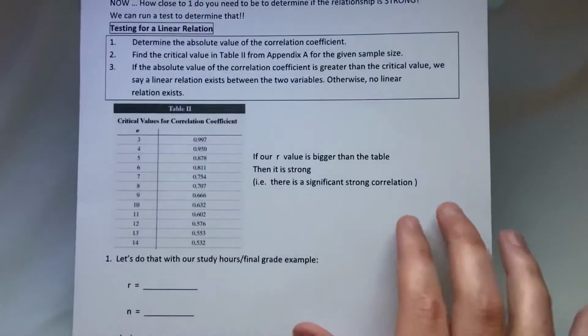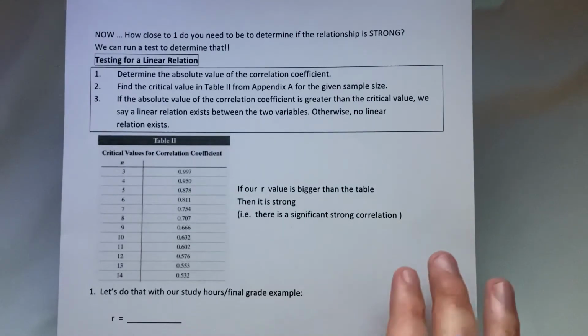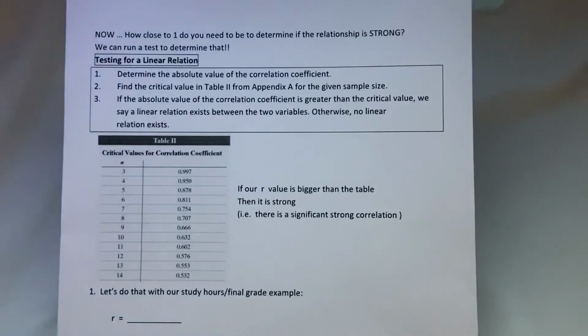Now, how close to 1 do you need to be to determine that there's a strong relationship? There's a test to determine that. So testing for a linear relation, determine the absolute value of the correlation coefficient. If it's negative, just chop off the negative. If it's positive, leave it alone. Now there's Table 2 from Appendix A, and how strong it has to be depends on your sample size. If the number you got after you took the negative away is bigger than the critical value in the table, then it's a strong relationship.